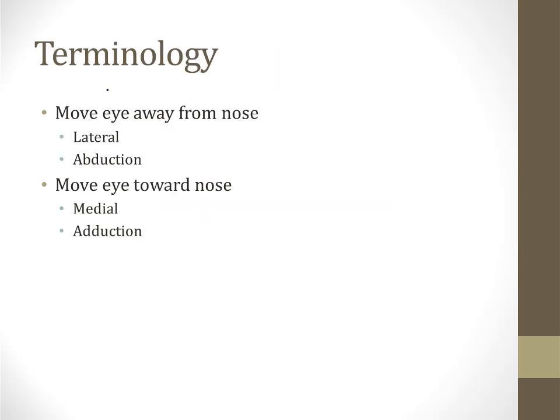Before we get into the individual nerve palsies, let me do two things. First, let me review some terminology. When we move the eye away from the nose, we call that lateral motion of the eye. We also call it abduction of the eye. When we move the eye toward the nose, we call that medial movement of the eye. It's also called adduction.